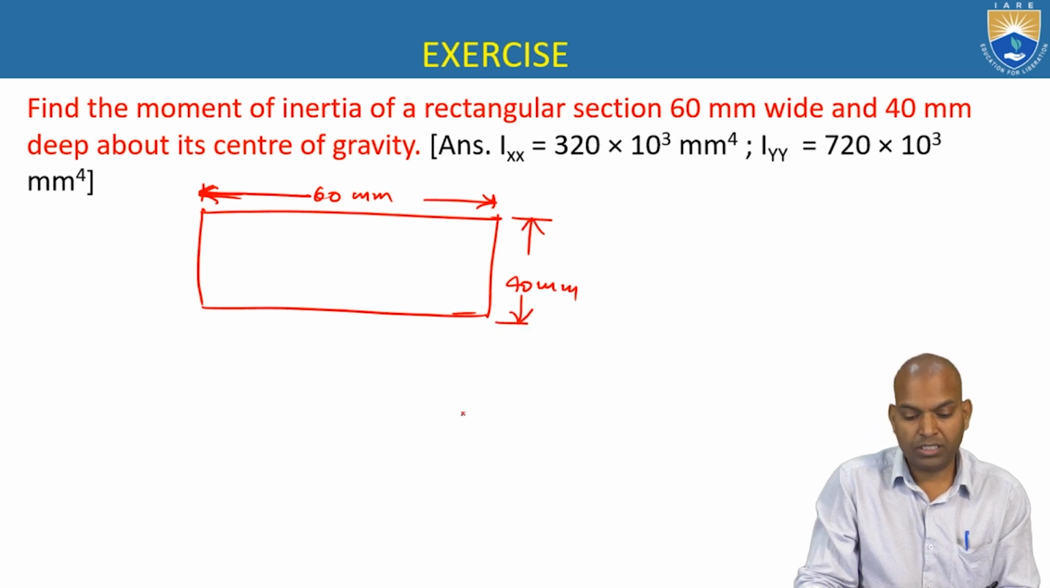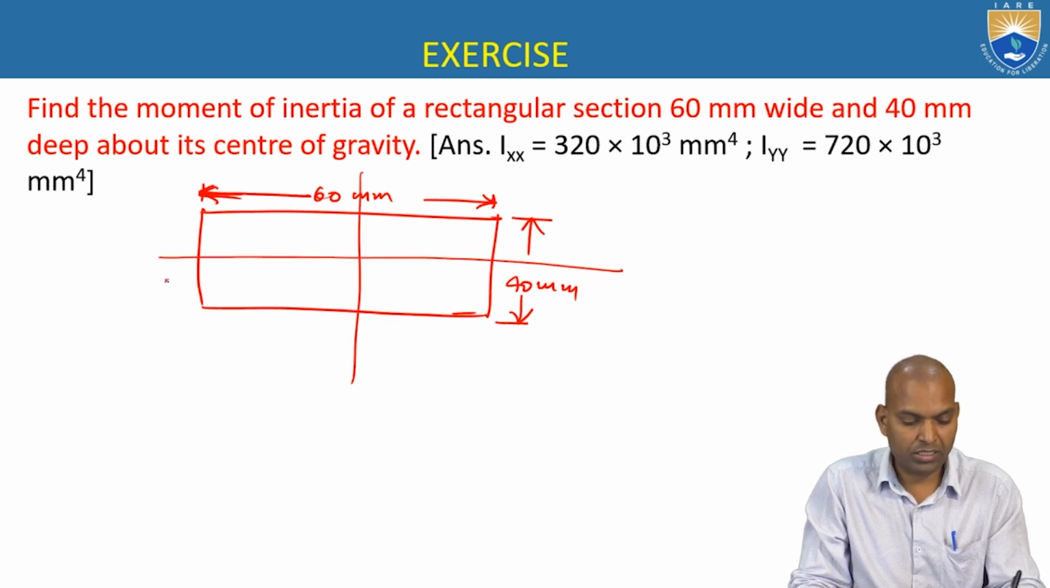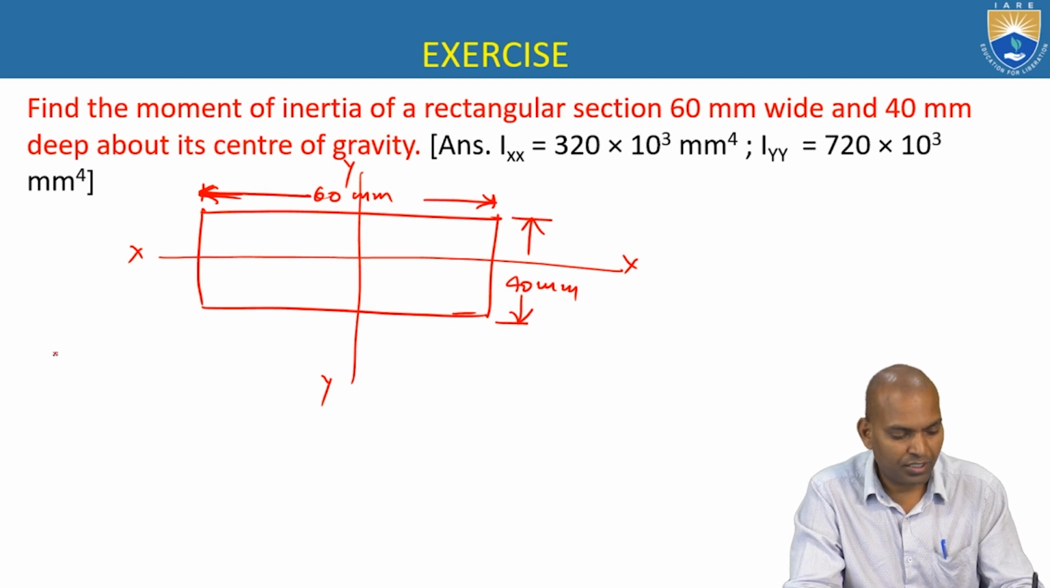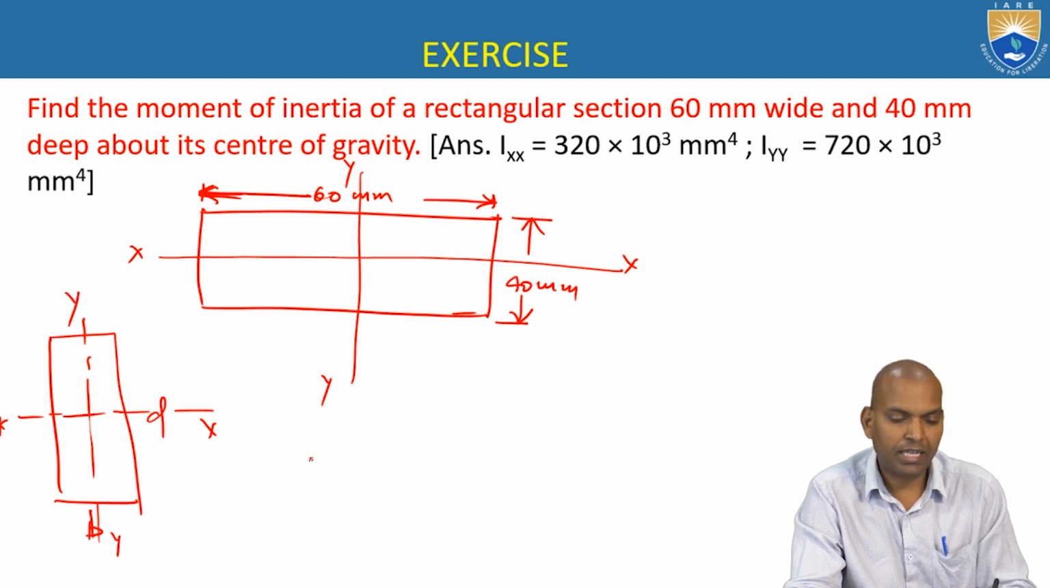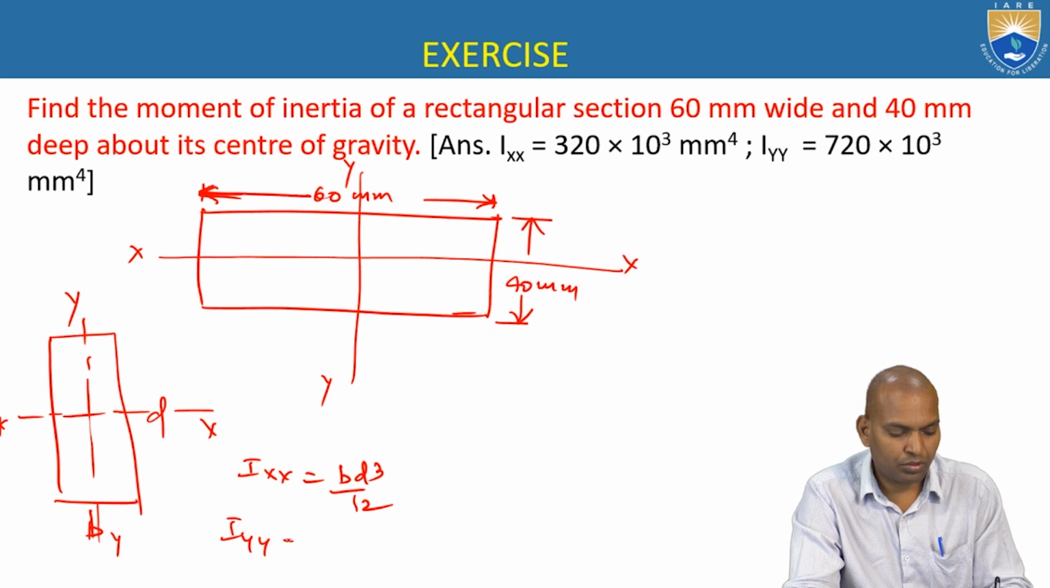Find it about which point? The center of gravity. About the center of gravity, XX and YY. These two axes are passing through the center of gravity. For this section we already know the derived expressions, with depth D and breadth B. We derived IXX equal to BD cube by 12, and IYY equal to DB cube by 12.